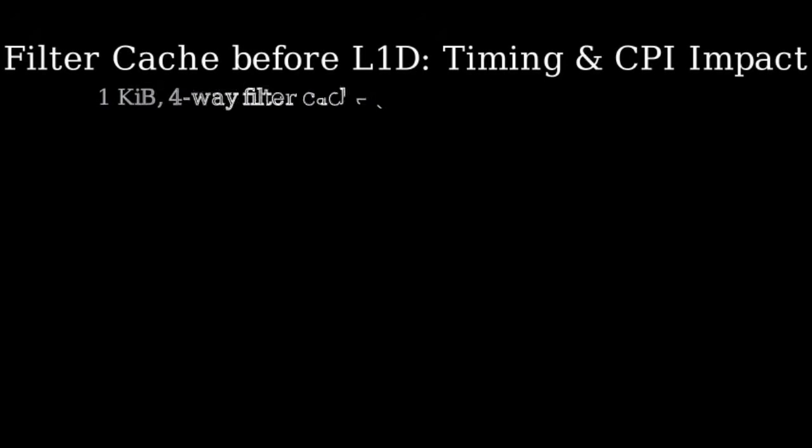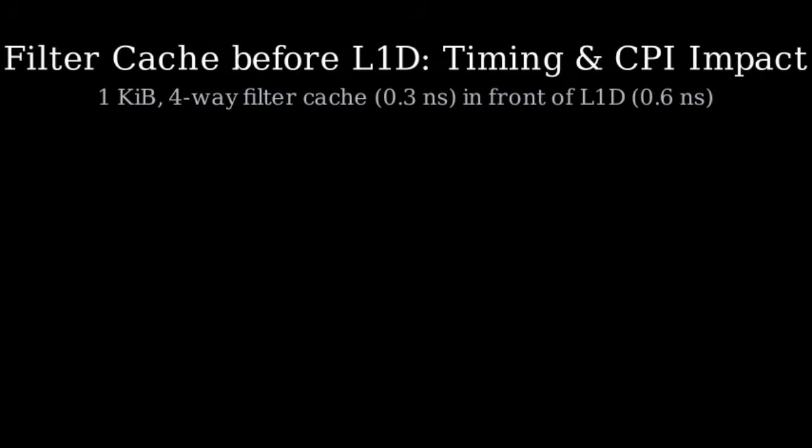In this lesson, we will learn what a filter cache is, why architects sometimes put it in front of the level 1 data cache, and we will compute the new average hit time and the projected change in CPI when the filter cache captures 40% of level 1 data hits. Here is the high-level picture.